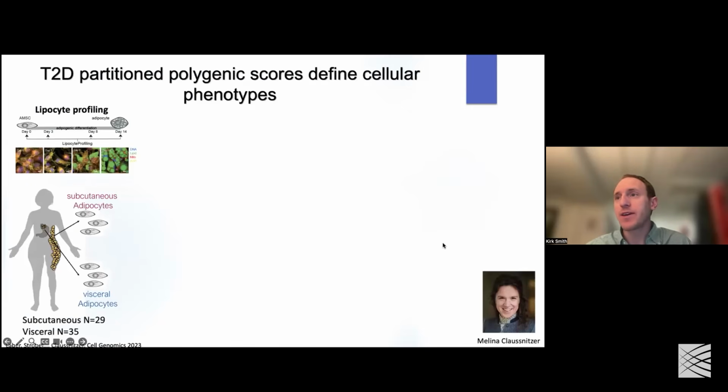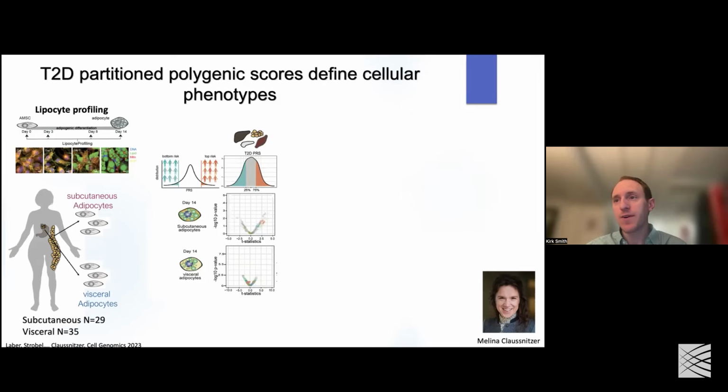Finally, I wanted to highlight some really exciting work from Dr. Melina Klausnitzer's lab. From subcutaneous and visceral fat biopsies, Dr. Klausnitzer's team derived mesenchymal stem cells. The cells were differentiated over 14 days into mature adipocytes with imaging and molecular profiling at days 0, 3, 8, and 14.